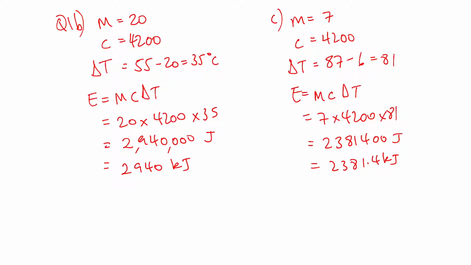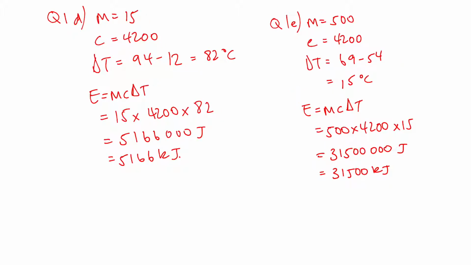For C, the mass is 7 kilograms. So I'm just taking out the key information. Specific heat capacity doesn't change. The temperature change is 81. It's the difference between 87 and 6. And again, you put it into the equation, mass times specific heat capacity times temperature change. You get a number in your calculator, divide through by 1,000, and then your answer is in kilojoules. So this is how much energy is needed to raise the temperature by 81 degrees.